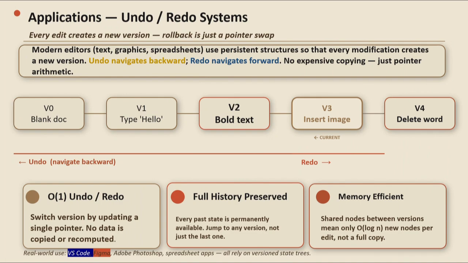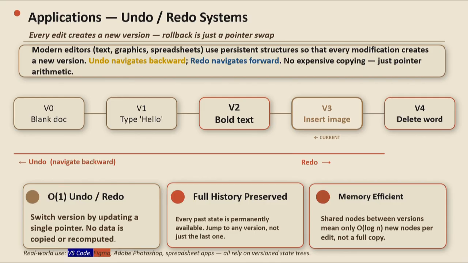Here's another application you interact with constantly: undo and redo, in text editors, design tools, and spreadsheets. Applications like Visual Studio Code, Figma, and Adobe Photoshop use persistent data structures so that every edit creates a new version. Undo simply moves the pointer backward, redo moves it forward. No data is ever copied or recomputed.